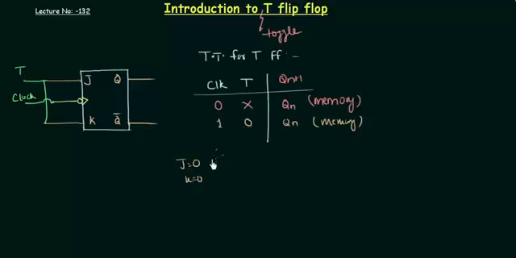Now what when the clock is high and the value of T is 1? This is what we are looking for, because when T is 1, J is 1 and K is 1, and this is the case when we are having the toggle action. So the output will be Qn complement. This is my toggling. So this is all that we have to see in the truth table of the T flip-flop.